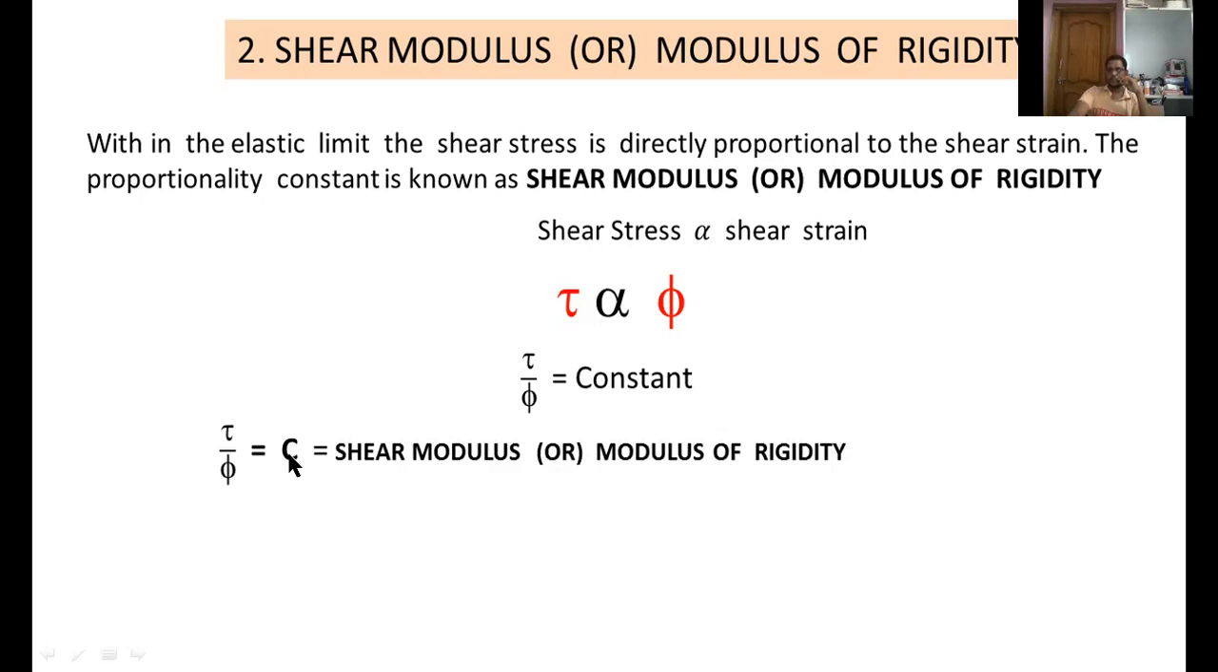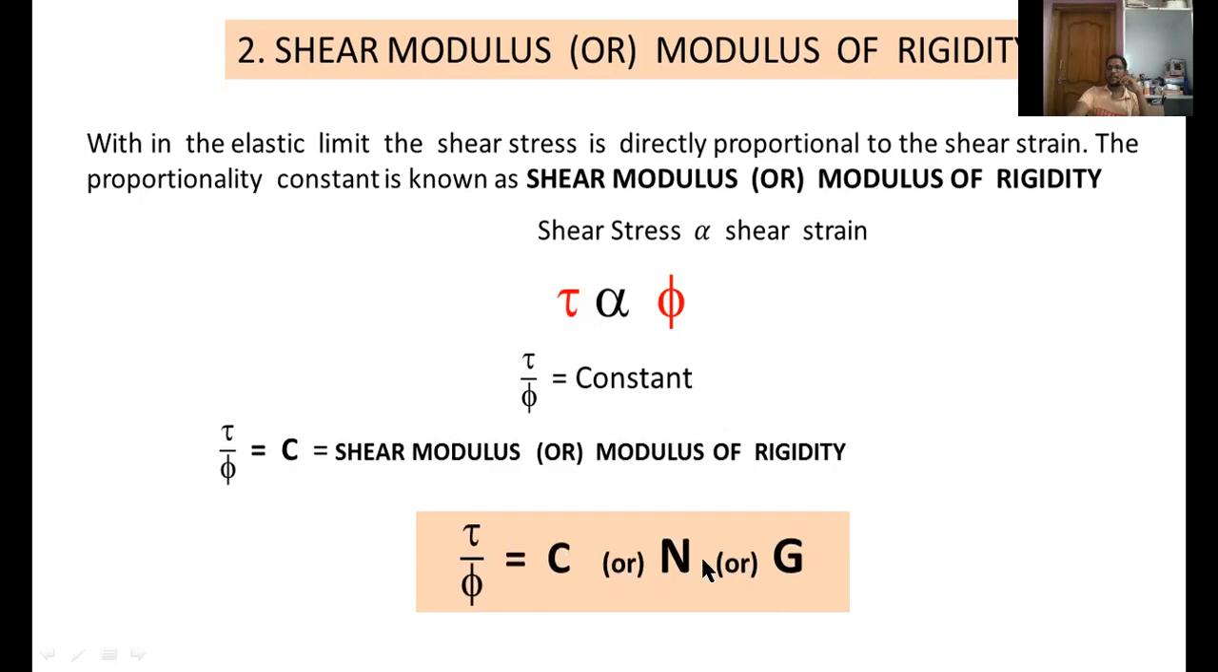Capital C is the symbol of shear modulus or modulus of rigidity. There are two other symbols, capital G or capital N. These three are the symbols for shear modulus or modulus of rigidity. Finally, the formula for shear modulus equals tau by phi, where tau is the shear stress and phi is the shear strain. The units are the same as stress.